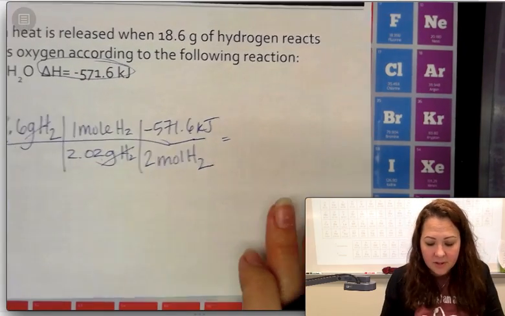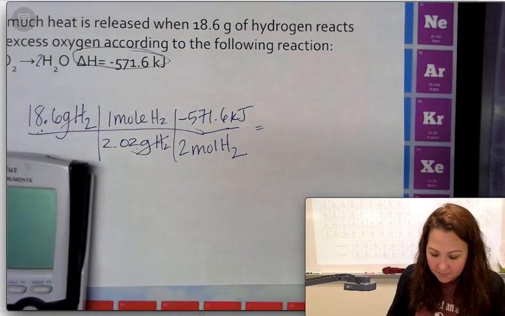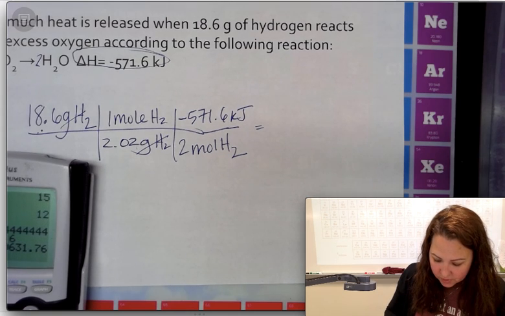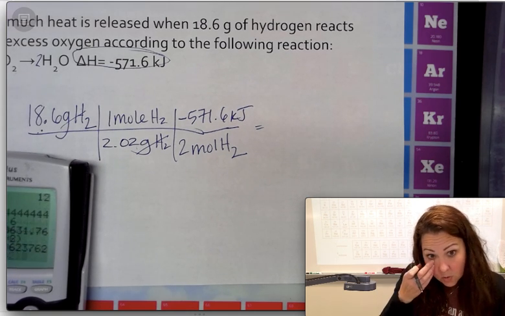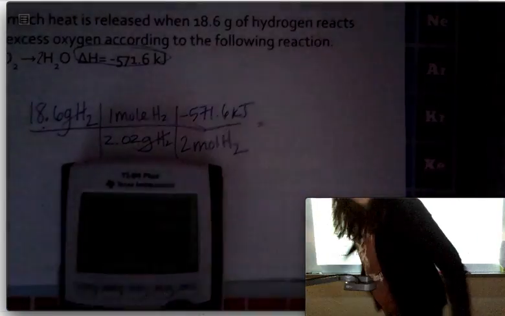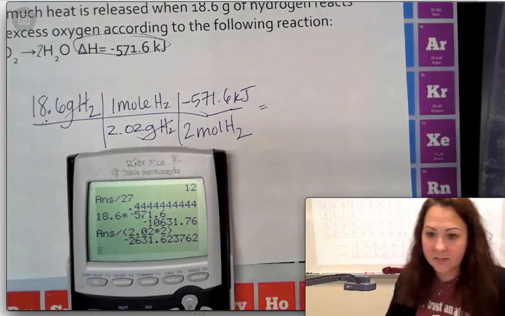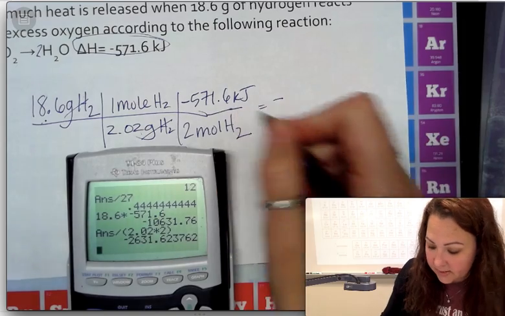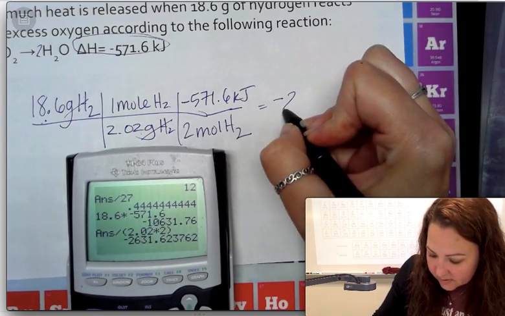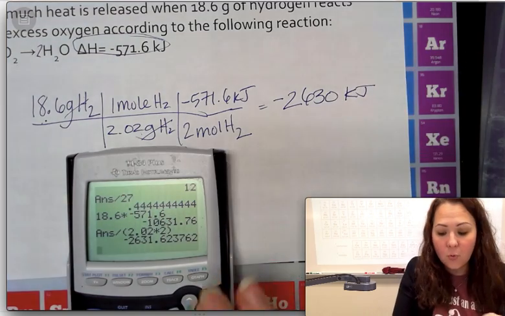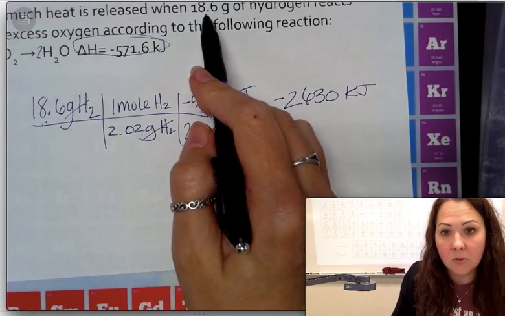So when I do the math, I'm going to get my calculator, and I'm going to multiply across the top: 18.6 times 1 times negative 571.6, divided by 2.02 times 2. On this problem, I'm starting with 3 sig figs right here. If I start with 3 sig figs, I need 3 sig figs in my answer. So when I get my answer here, it's negative, because it's still releasing energy: negative 2,630 kilojoules of heat is going to be released when we use 18.6 grams instead of 2 moles.